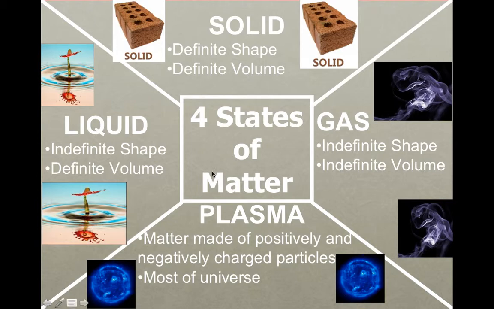The last state of matter is called plasma, and plasma is made up of particles that are in nature charged. They're either positively or negatively charged. Lightning is an example of plasma. And most of the matter that's found in the universe, such as stars out there, they are made up of plasma as well.